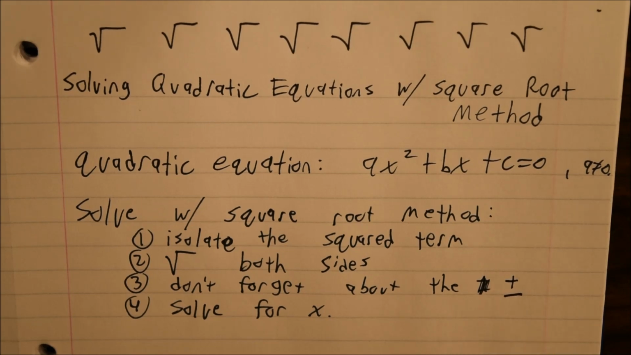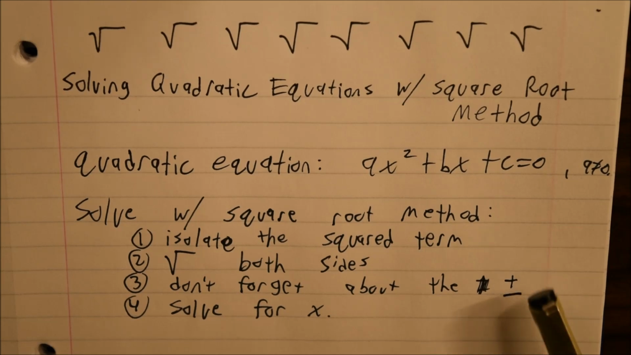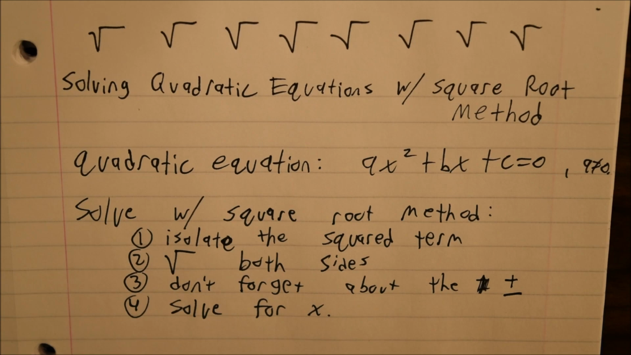Whenever we have something like x squared equals 2 and we take the square root of both sides, that means that x is equal to plus root 2 and x is equal to minus root 2. Because if I square both of those, I get a 2 back. So we have to remember, this is super important here, the plus or minus. And then after we do that, we just solve for x.